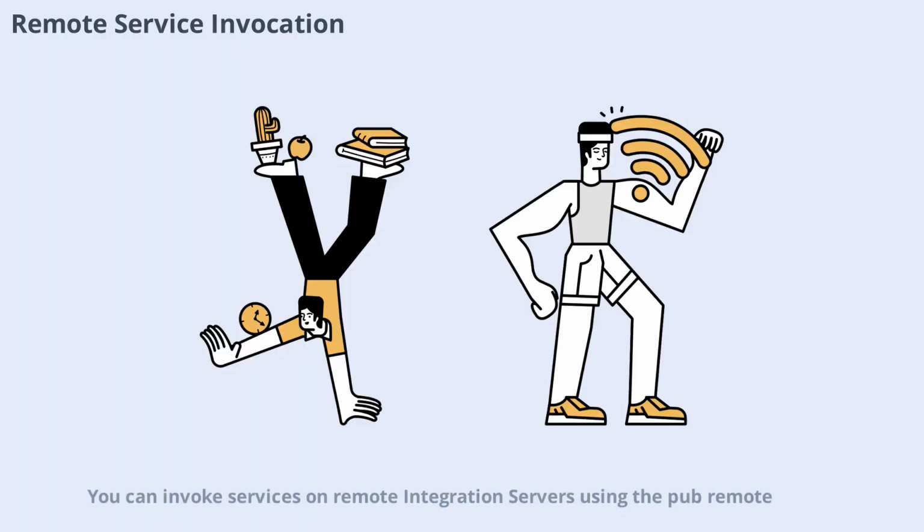You can invoke services on remote integration servers using the pub.remote:invoke built-in service. This requires configuring an alias for the remote server and specifying the fully qualified service name. Remote invocation supports distributed architectures, enabling seamless integration across multiple servers and environments.